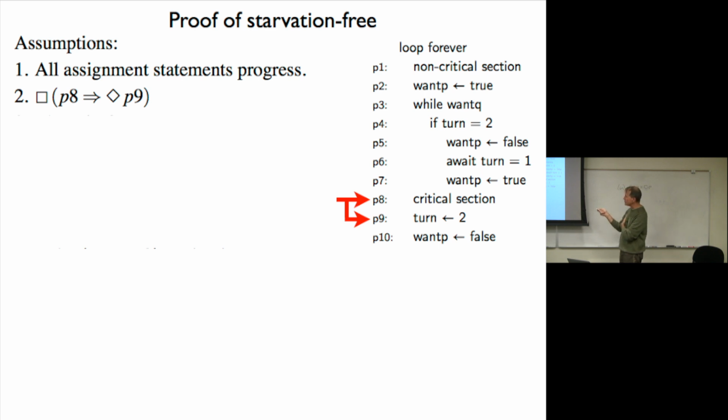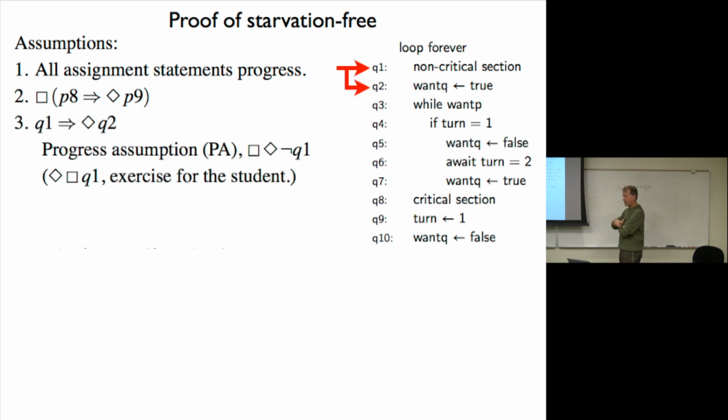So how do we say that? We say that always P8 implies eventually P9. Do you see how that says in symbols what that means? Always P8 implies eventually P9. So if we're in P8, it's always the case that we will eventually get to P9.